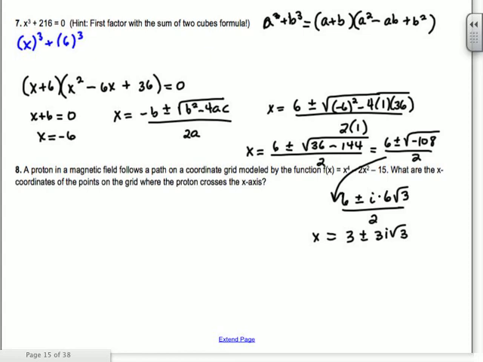Okay, the next one says a proton in a magnetic field follows a path on a coordinate grid modeled by the function f of x equals x to the fourth minus 2x squared minus 15. Is that minus? Yeah, minus. So what are the x coordinates of the points on the grid where the proton crosses the x-axis? Okay, so you're trying to find when it crosses the x-axis, in other words, y equals 0.